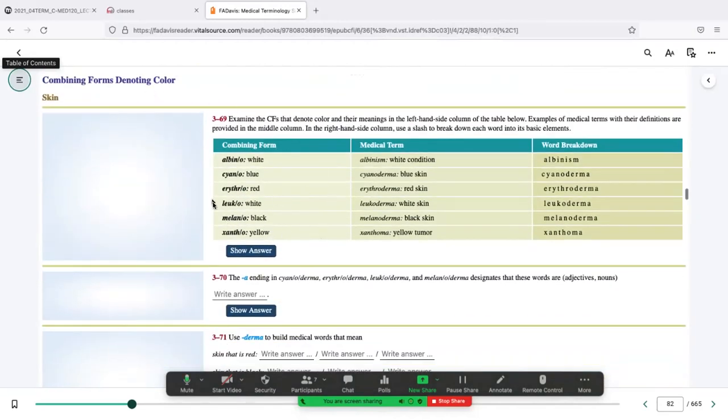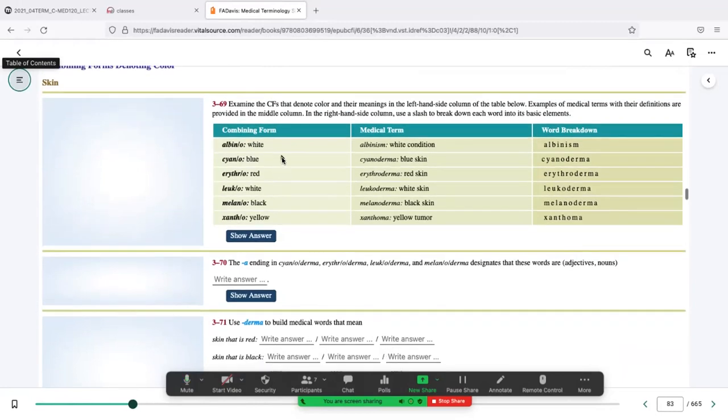Here's a little nice chart outlining colors. So albinism is a condition of white skin. These patients don't have any melanin, therefore they have nothing to protect them from the sun and UV radiation. And they also come with extreme anemia because remember, your skin must be exposed to sunlight so it can process vitamin D. Cyano means blue.